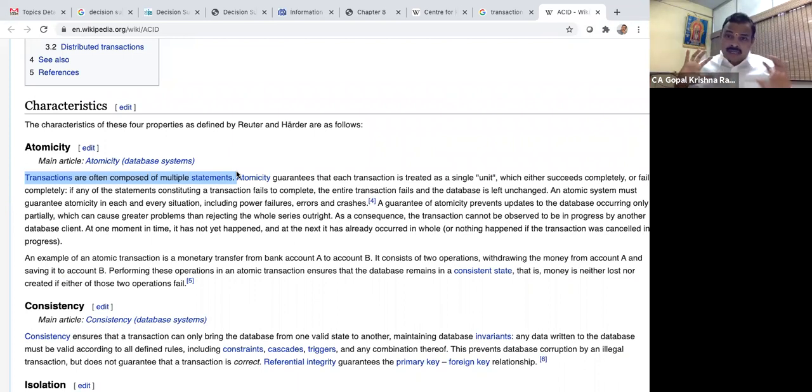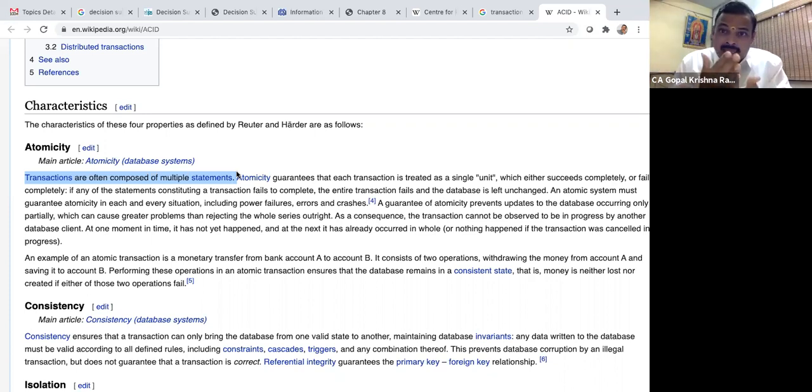Even though 1,000 transactions will go to the server for processing, atomicity means one. All others have to wait. But you will never have a feeling that you are waiting, because for a human being, 1 second is a very, very small time. But for a computer, 1 second is a very large time.